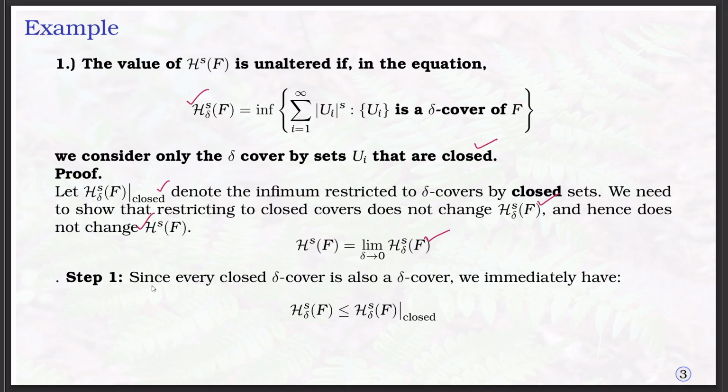Now, since every closed delta cover is also a delta cover, we can observe that Hs delta of F is less than or equal to Hs delta of F restricted to the closed sets, because here we are taking closed sets of diameter at most delta. This is the first step; we can call this inequality equation 1. Now, you need to take the reverse part: Hs delta of F restricted to closed sets is less than or equal to Hs delta of F.